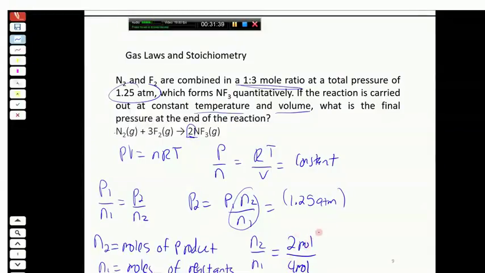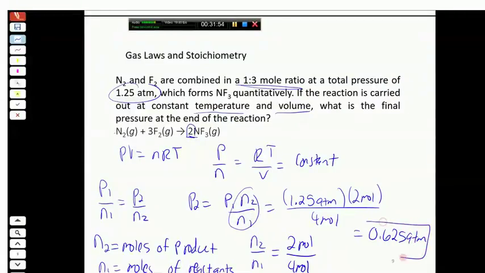Okay? And so that ratio, no matter what scale we're running the reaction at, we're going to form 2 moles of product per 4 moles of reactants that we use. And that gives us then a final pressure of 0.625 atmospheres. So in this reaction, we're decreasing the number of moles of gas present because we're going from 4 moles of reactants to 2 moles of products. And because we're decreasing the number of moles of gas, the pressure also decreases. And this is how you would calculate it.